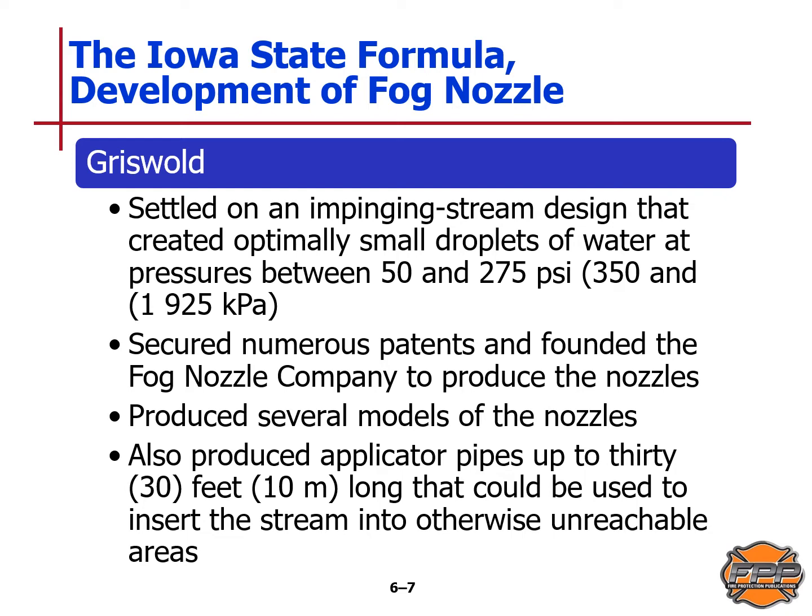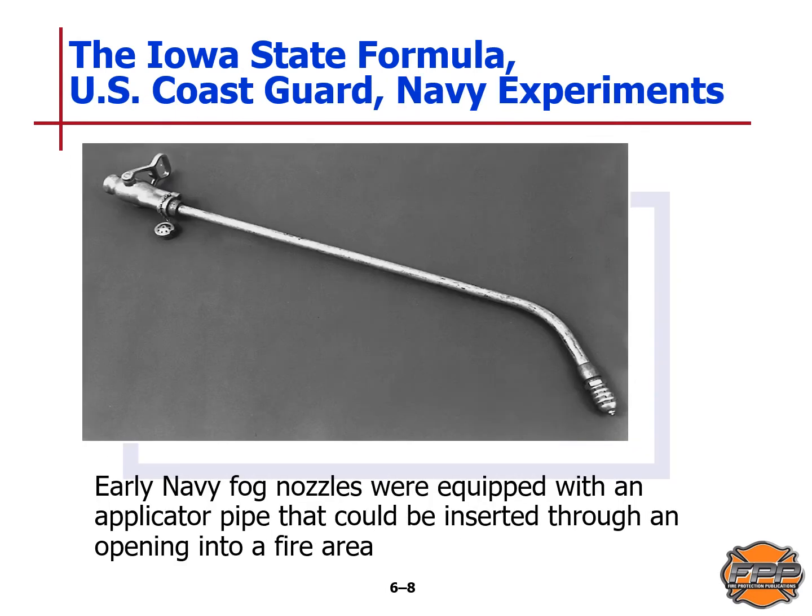He secured numerous patents and founded the Fog Nozzle Company to ultimately produce these nozzles, and he produced several models of them. He also produced applicator pipes up to 30 feet or 10 meters long that could be used to insert the stream in otherwise unreachable areas. Early Navy fog nozzles were equipped with an applicator pipe that could be inserted through an opening into a fire area. This was part of the Iowa State formula U.S. Coast Guard and Navy experiments.